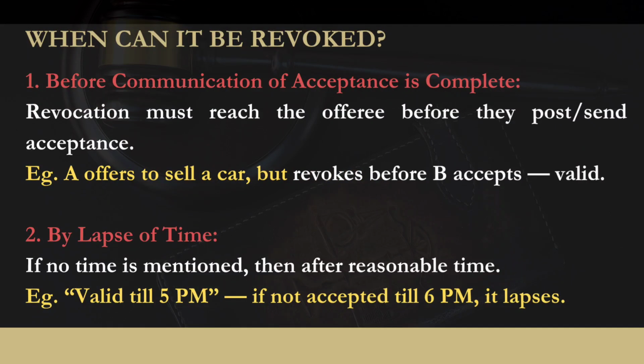When can it be revoked? First, before communication of acceptance is complete. Revocation must reach the offeree before they post or send acceptance. Example, A offers to sell a car but revokes before B accepts. Valid. Second, by lapse of time. If no time is mentioned, then after reasonable time. Example, valid till 5 pm, not accepted till 6 pm, it lapses.